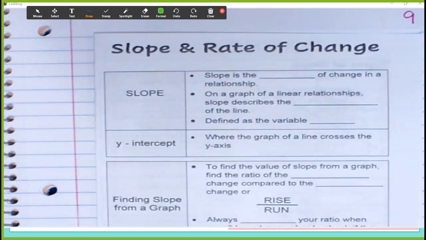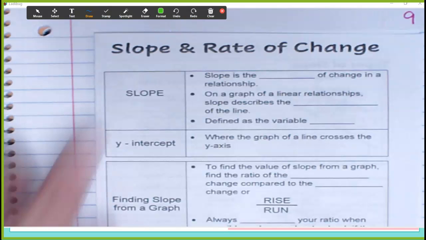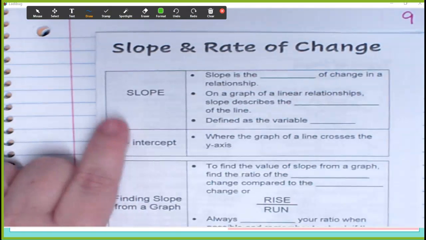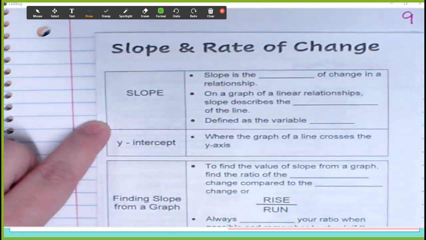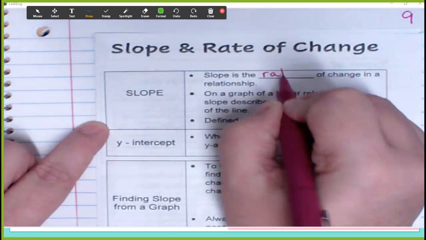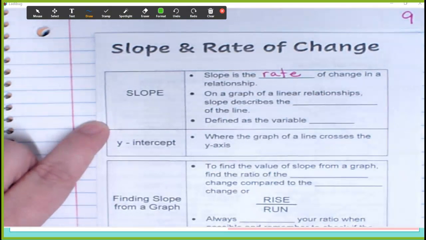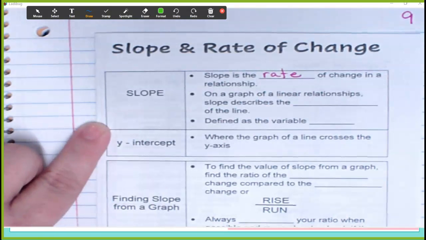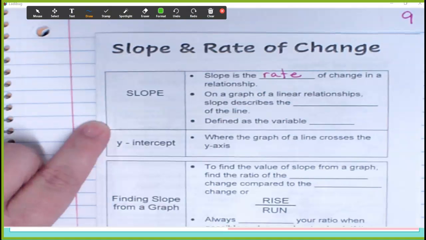All right, so today we're going to talk about slope and rate of change. We have two new vocabulary words. The first one is slope. The next one is a y-intercept. So let's talk about slope first. Slope is the rate of change in a relationship. The rate of change. How fast or how slow, how big or how small something changes.